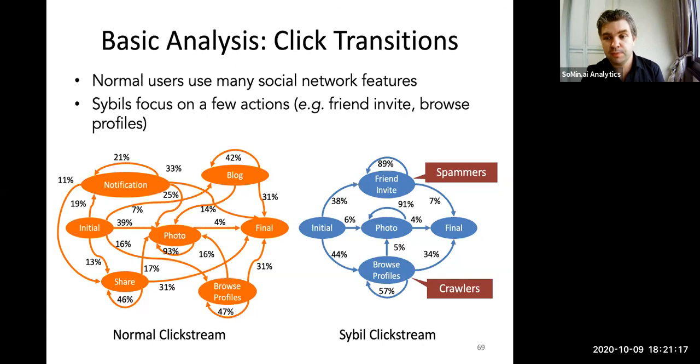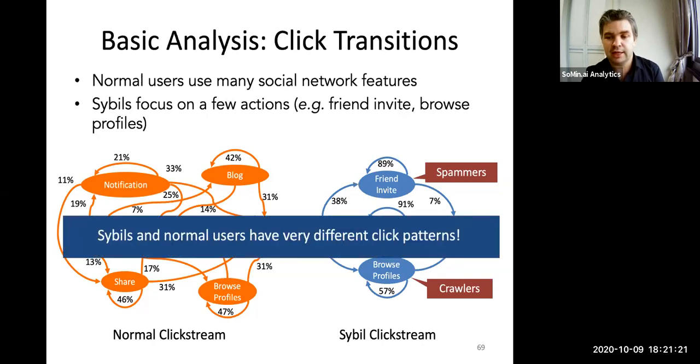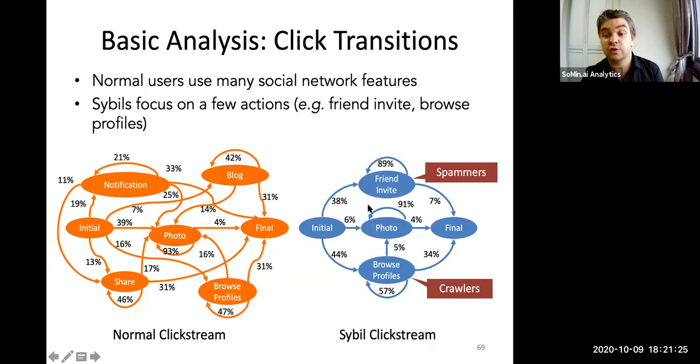On the top, you can see a typical example of the spammer. And on the bottom, you can see a typical example of the crawler. Spammers do a lot of friend invites to spam and spread information. Crawlers do a lot of profile browsing. And if you look at their clickstreams, which social networks of course do to figure out the spammers and crawlers, they can detect this fairly easily.